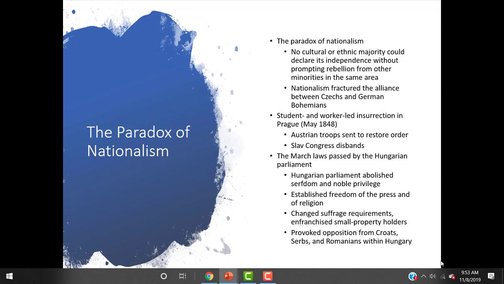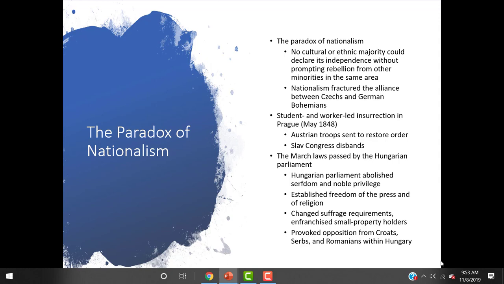So nationalism began to fracture the alliance between the Czechs and the German Bohemians. So the students and the workers led an insurrection in Prague, and Austrian troops were sent in to restore order, and the Slav Congress was forced to disband. The March laws passed by the Hungarian parliament abolished serfdom and noble privilege. Well, that sounded like a step in the right direction. That should have made people happy.